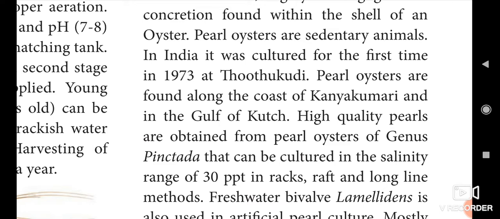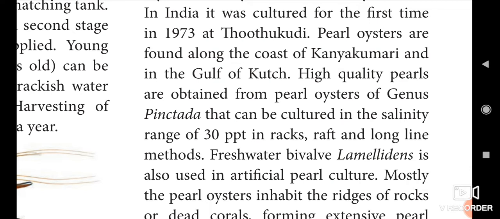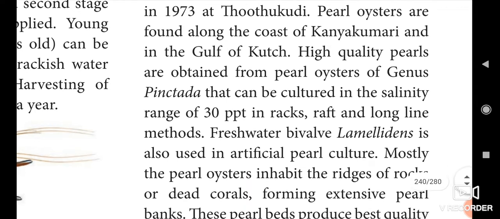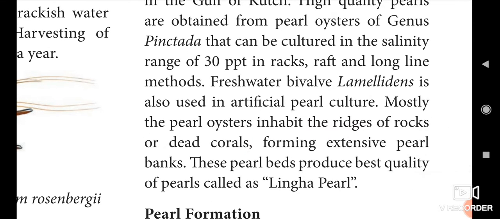Genus Pinctada can be cultured in a salinity range of 30 parts per thousand, that is 30 PPT, in rack, raft and long line methods. Here the freshwater bivalve Lamellidens is also used in artificial pearl culture. Mostly the pearl oysters inhabit the ridges of rocks or dead corals, forming extensive pearl banks. These pearl beds produce the best quality of pearl called the linga pearl. Linga pearl.